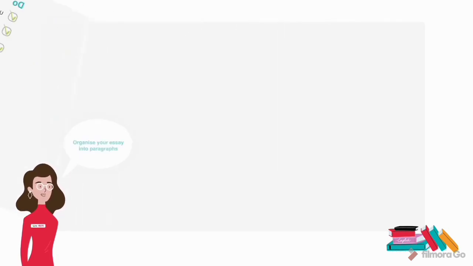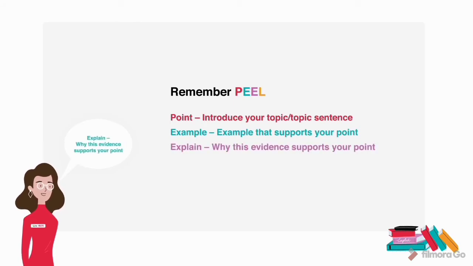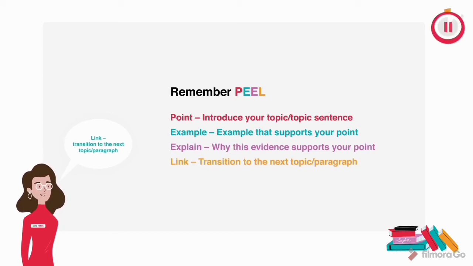Step 4. Organise your essay into paragraphs. Paragraphing shows that your essay is organised into parts. Each paragraph contains a clear topic that is developed. A paragraph must have a minimum of 2 sentences. Remember PEEL. Point, introduce your topic, topic sentence. Example, example that supports your point. Explain, why this evidence supports your point. Link. Transition to the next topic paragraph.